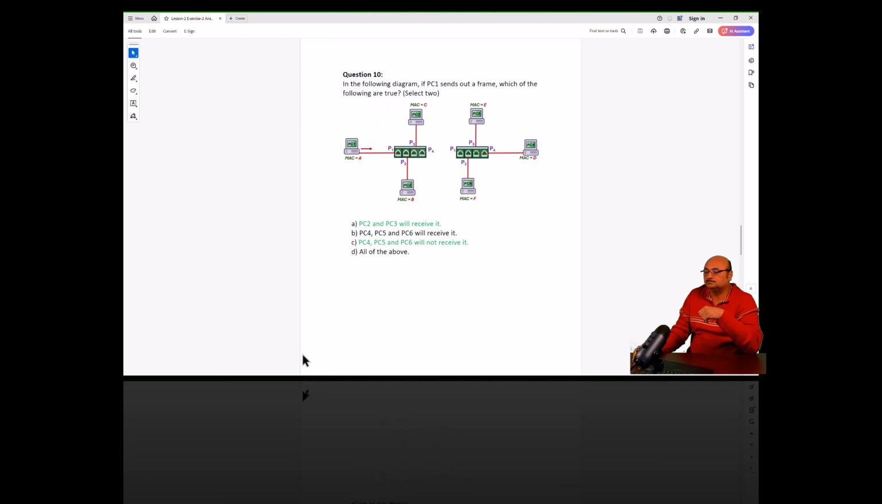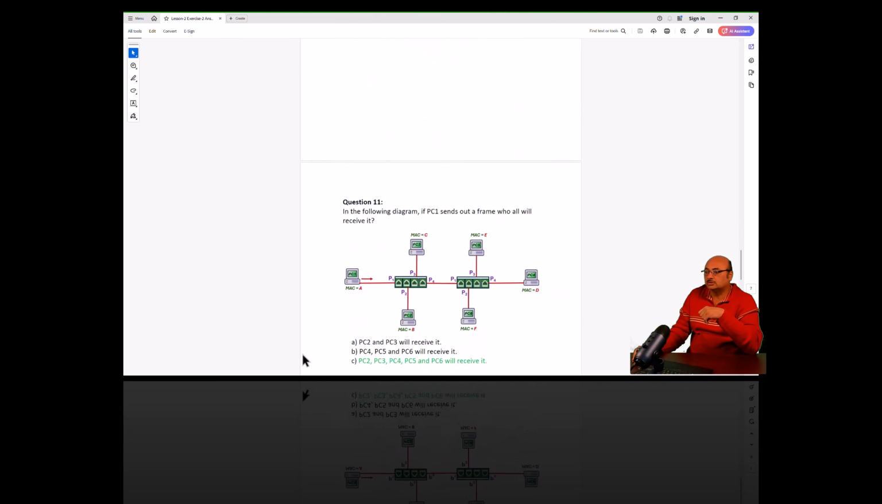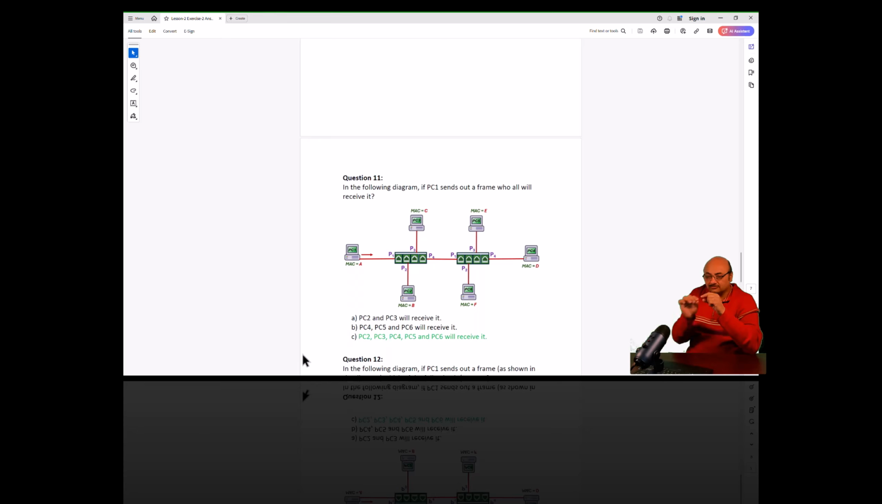Okay, moving on to the next question. Now we have put a wire between the two hubs and the question has been reframed. PC1 is sending out a frame. Who all will receive it?